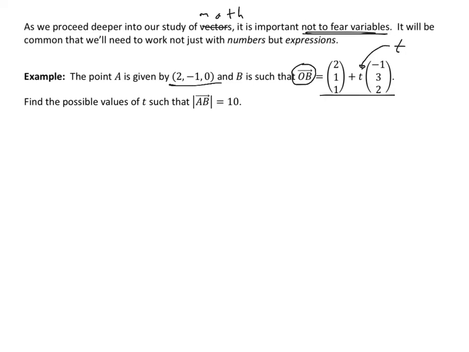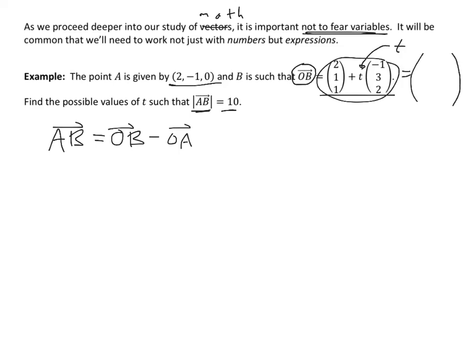If you feel like you've got a good idea of how to do this, give it a shot on your own. If you need some guidance, I'll get you started. We're told that the magnitude of AB is supposed to be 10. So let's do what we've done before and start by figuring out what AB is. AB is going to be OB minus OA. If OB seems weird to you, express it as one vector. They said it's a vector, so write it as a vector.